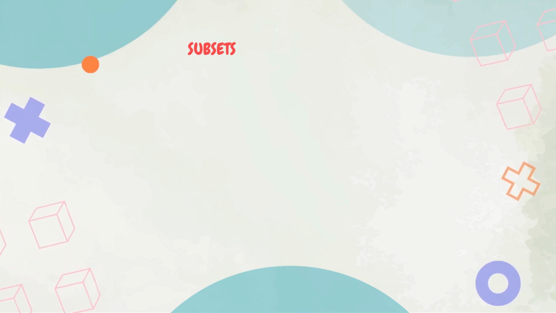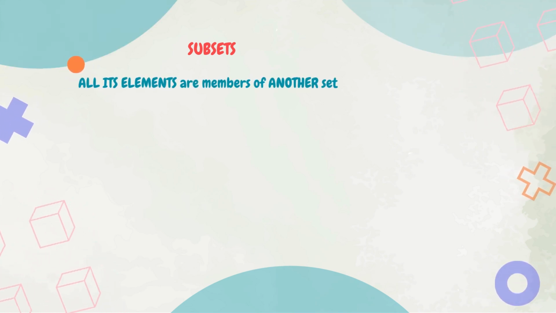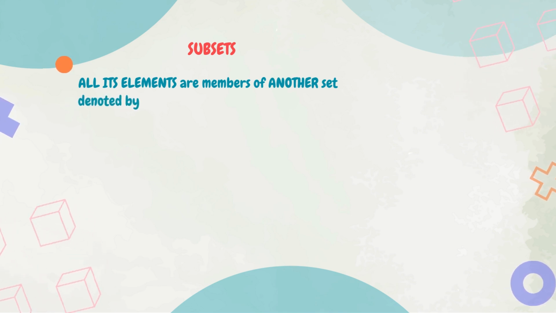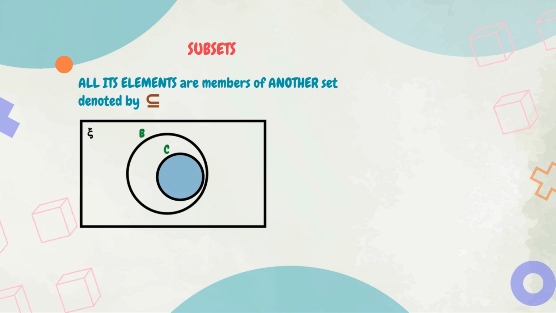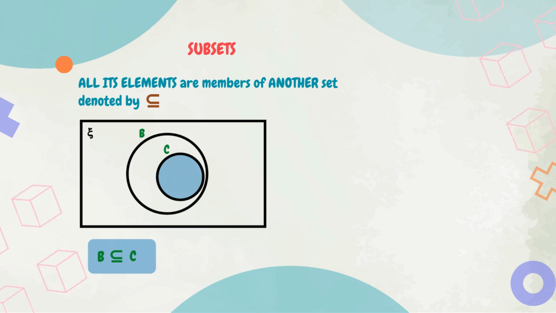A subset is a set in which all its elements are members of another set. It is denoted by this symbol. To represent a subset in a Venn diagram, a subset is placed inside another circle. To illustrate, this image depicts two sets, set B and C. Set C is inside B, so set C is a subset of set B.